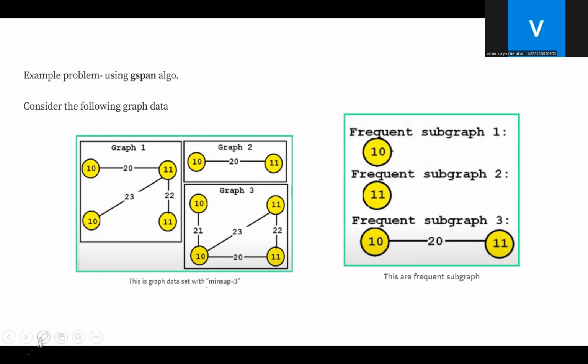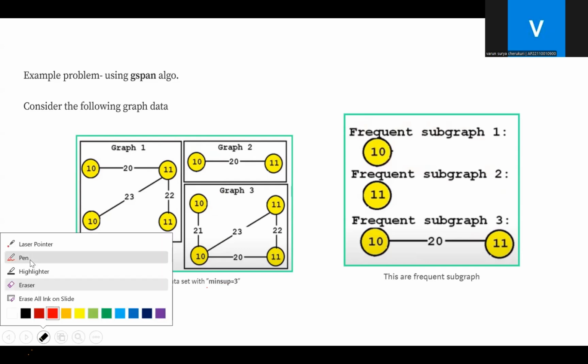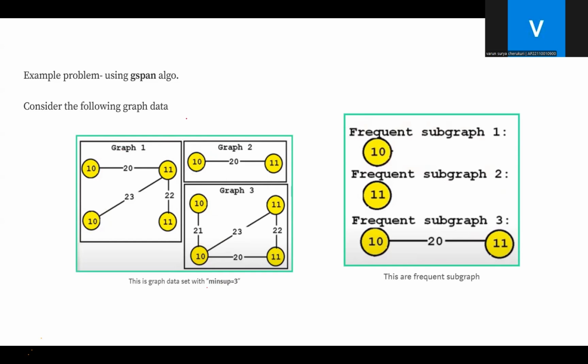And similarly, this subgraph is occurring in this graph, this graph, and this graph. So it satisfies the minimum support rule. Hence, it is also called a frequent subgraph.